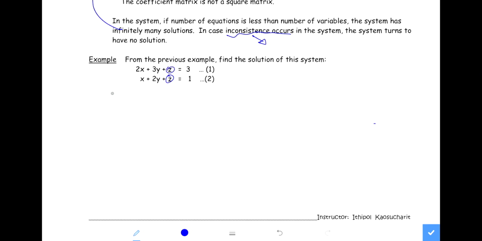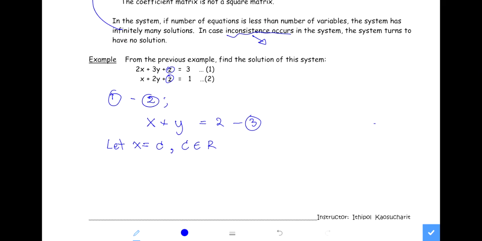So maybe you want to do equation 1 minus equation 2. And then you get x plus y is equal to 2, and that is your equation number 3. Next step, you just have to assume a new variable. Let x equal a new variable, a letter c, where c is anything in the set of real numbers.